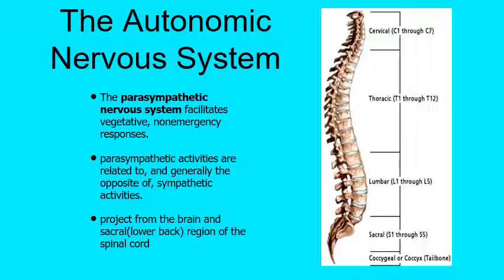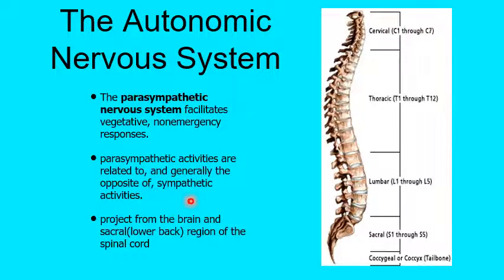Another part of the autonomic nervous system is the parasympathetic division. It facilitates non-emergency responses. Basically, it returns the body to a calmer state and is involved in digestion. Parasympathetic activities are related to and generally the opposite of sympathetic activities.